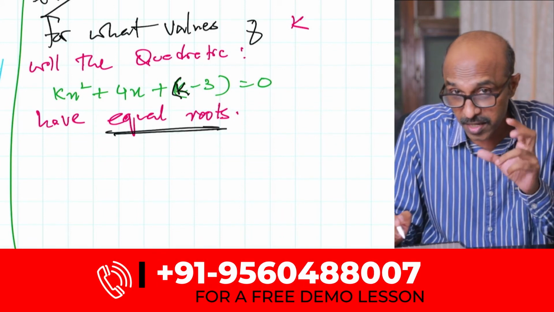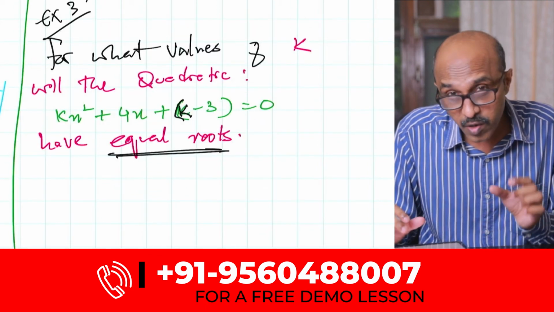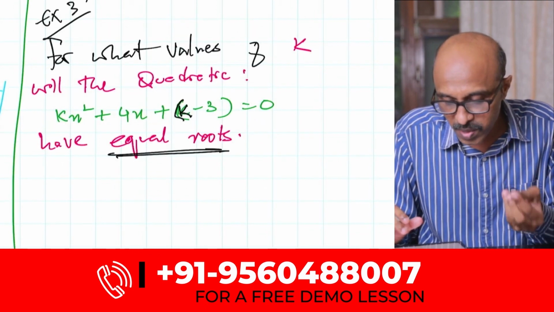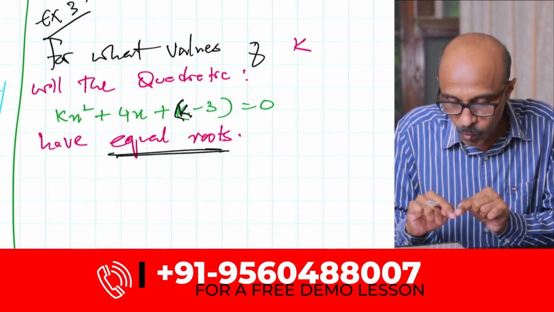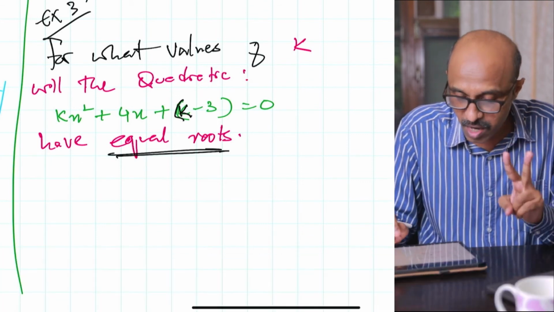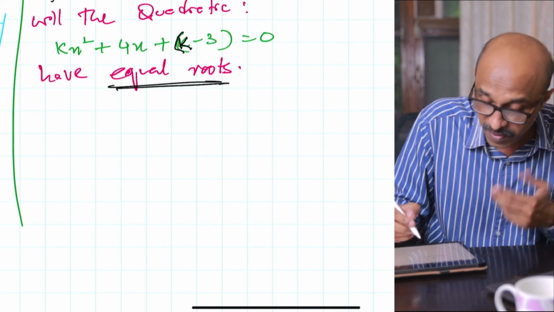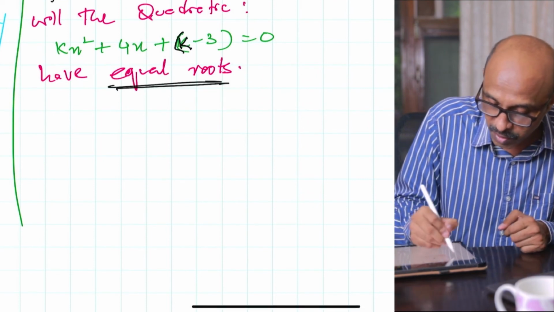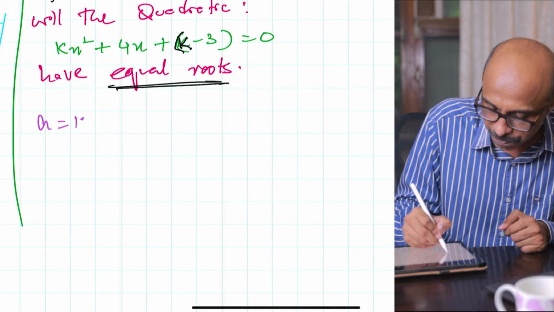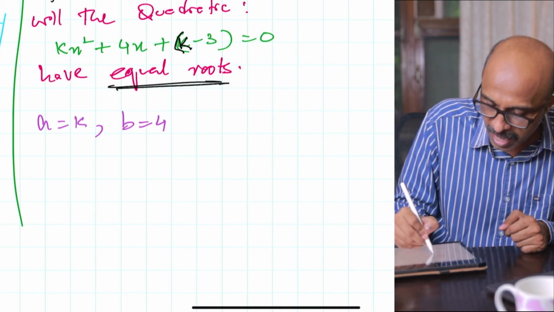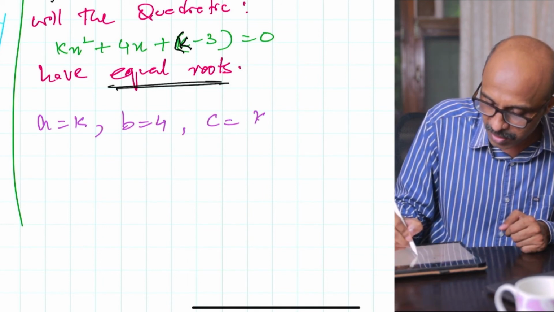So again, we are going to use this idea of the discriminant. It's a different kind of question where you have to find the values of k which will guarantee that the quadratic equation will have 2 equal roots. So it's another application of the discriminant. So what do we do? We first identify a, b, and c, just like we did before. So for this quadratic, a is k, b is 4, and c is that k minus 3.